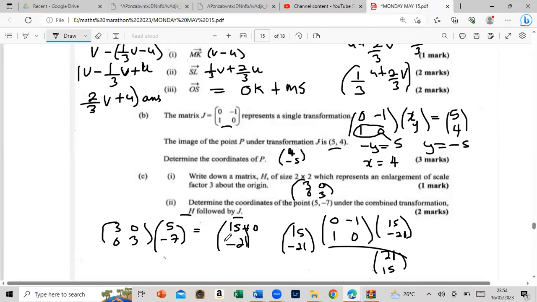3, 7 is 21. All right, next it undergoes h, which is 0, negative 1, 1, 0. Let me just check this because I made an error with 2. So 0 times 15 is 0. Negative times this is 21. 1 times 15, 15. Yeah, so this would be the answer. 21, 15.